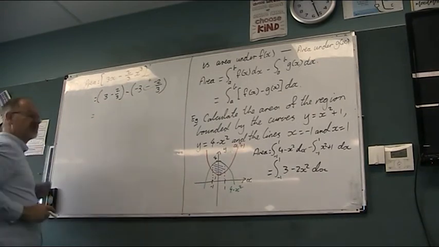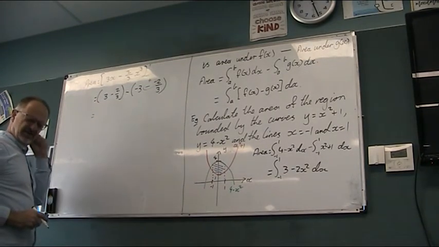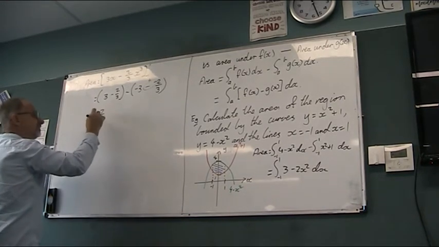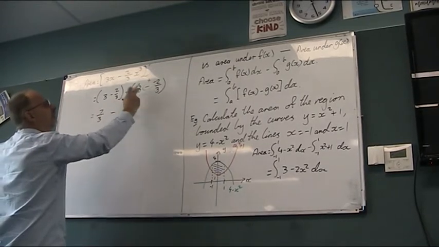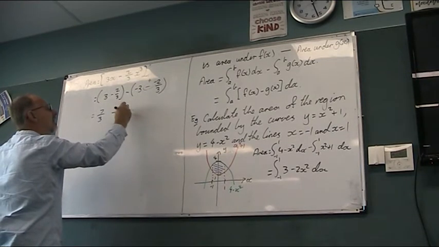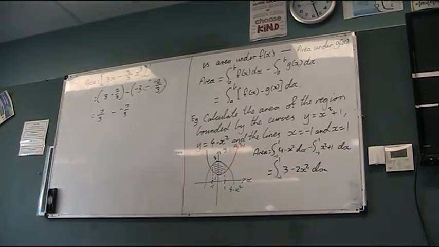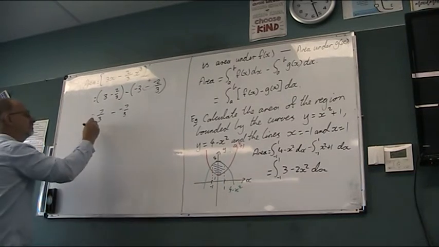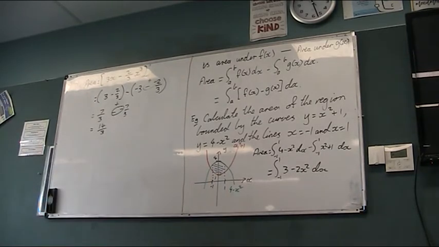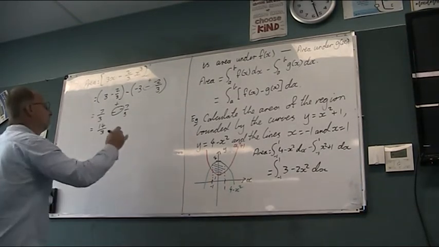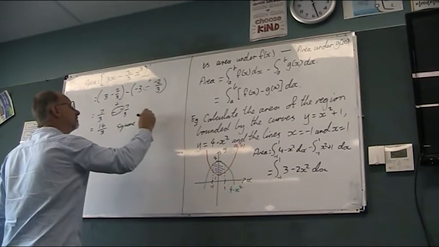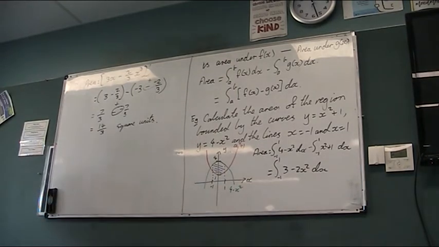Then you can work out those numbers. So 3 minus 2/3 would be how many thirds? 7 thirds. Minus -3 plus 2/3 is -7 thirds. And so we've got 14 thirds square units. All right.